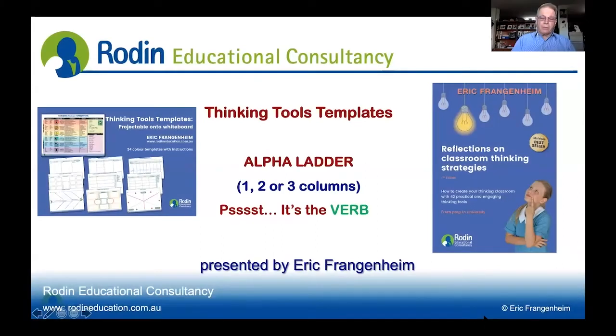Today we're doing one of these thinking tools, the alpha ladder. As I keep saying, it's all about the verb. And in this case, the verb that we're going to use is everything to do with information level thinking, the remember, acting like a kiosk. And so what we're going to do is to see how the alpha ladder is the perfect partner for when you ask people to list something or to remember something.